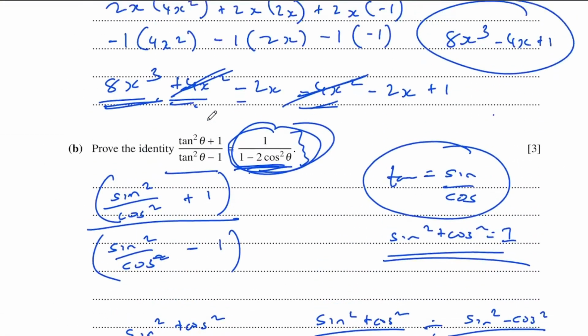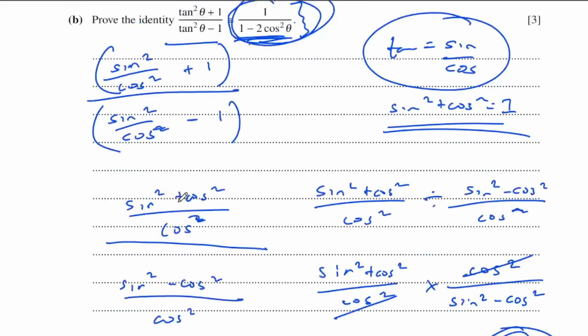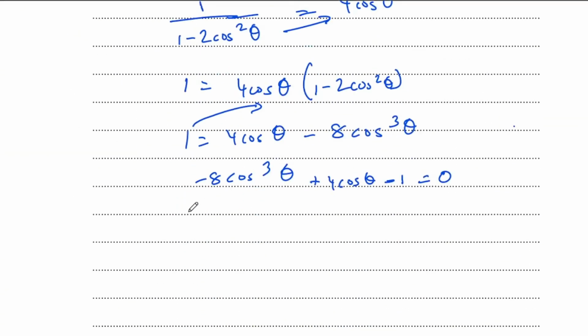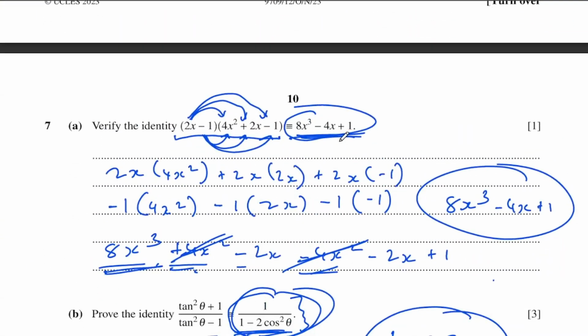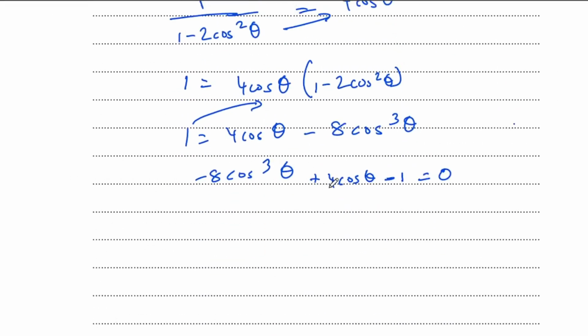And then after that we can just visualize this and look at what they did in part A, right? They gave us 8x cubed minus 4x plus 1 is equivalent to this. Now they wouldn't just ask you it just like this, right? So you have gotten to a stage where you have a cubic equation and you don't know how to solve it, but look at the information they gave you above. So 8x cubed minus 4x plus 1, 8 cos cubed, 4 cos, 1, very similar, right? Just maybe change the signs.